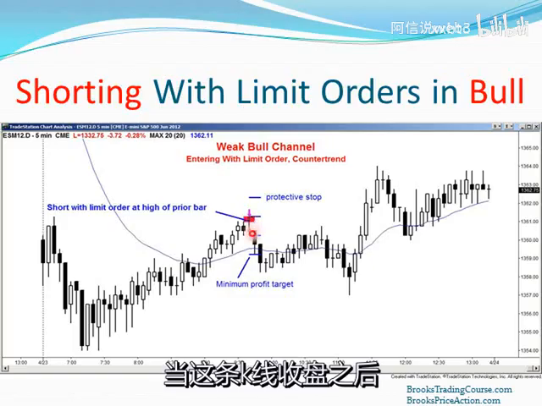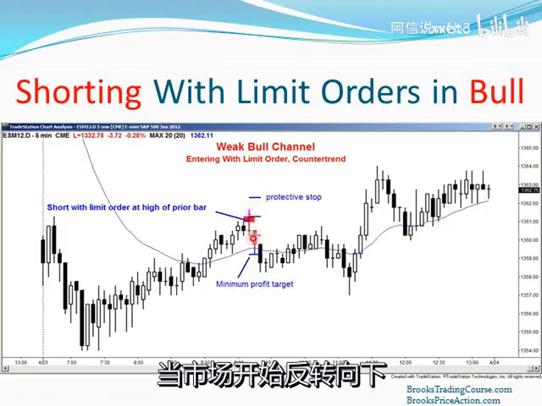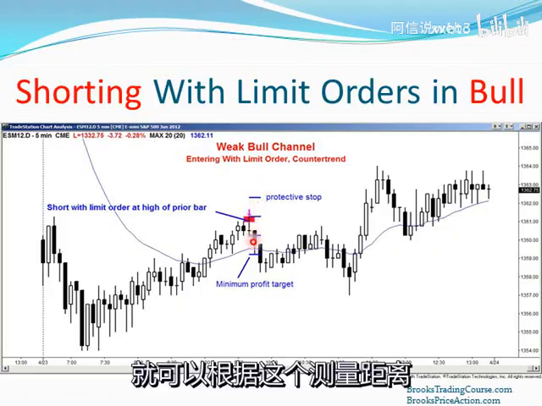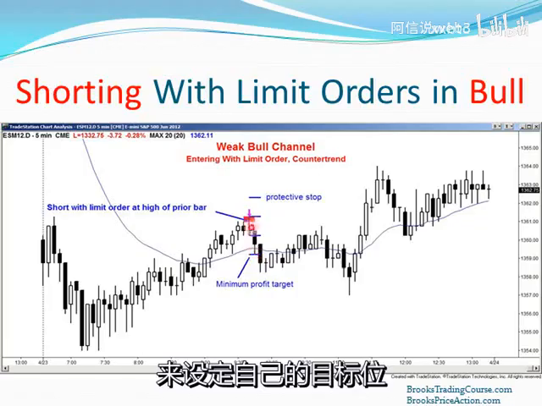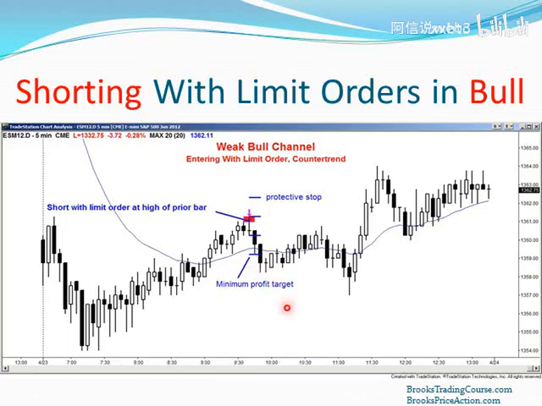When the bar closes, they can calculate a measured move up and maybe use that or a tick or so above that for their protective stop. Once the market started to go down, they could then go for a reward equal to at least their risk. So the minimum profit target is at least their risk.